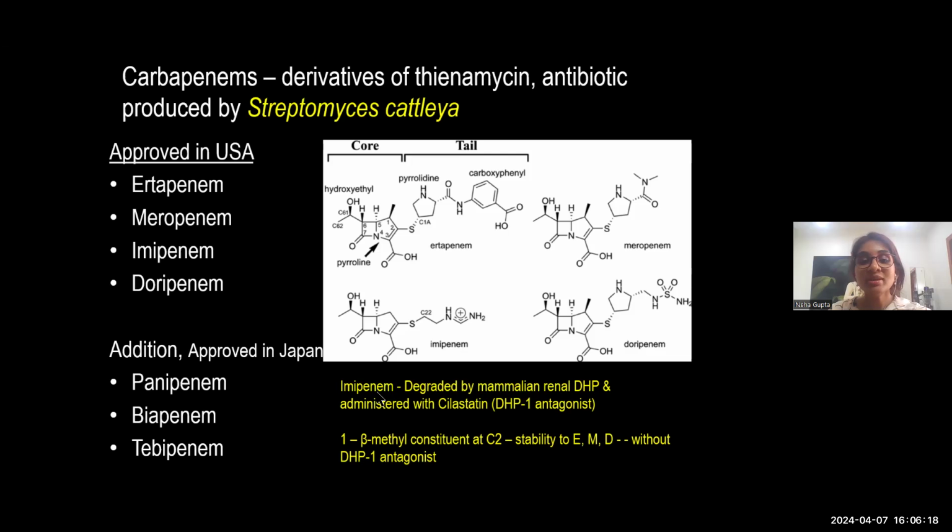For example, imipenem gets degraded by the mammalian renal dehydropeptidase, and it has to be administered with a DHP-1 antagonist, which is the cilastatin. Because of the changes in the structure of the erta, mero, and the doripenem, they are very stable and do not need a DHP-1 antagonist to be administered along with them.